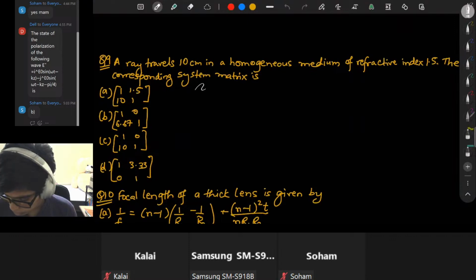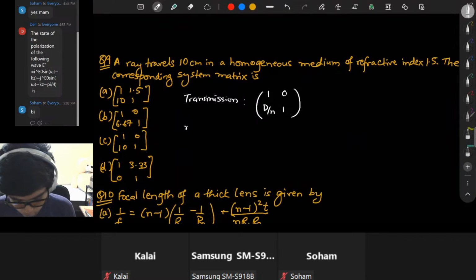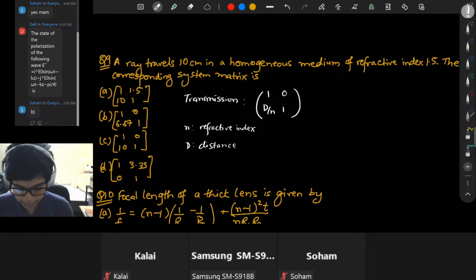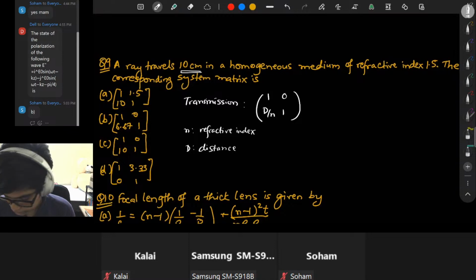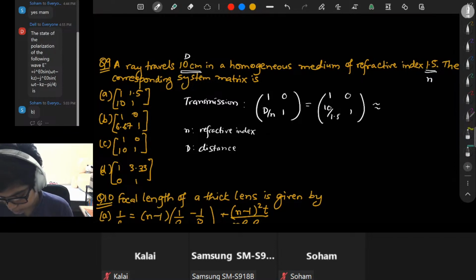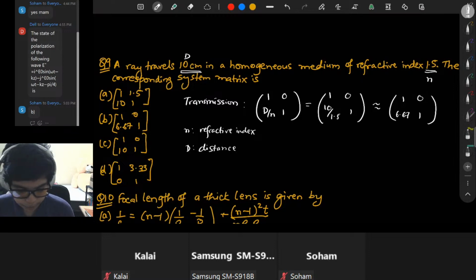Let me remind you, if you have forgotten, that the transmission matrix is given as 1, 0, d by n, and 1, where n is your refractive index and d is the distance traveled in that refractive index medium. It says it travels 10 centimeters. So our d is 10 centimeters and the refractive index is 1.5, which is our n. If I plug that in, we get 1, 0, 10 divided by 1.5, and 1. Doing this division, 10 over 1.5, gives roughly 6.67, so the matrix is 1, 0, 6.67, 1, which gives you option B as the correct answer.